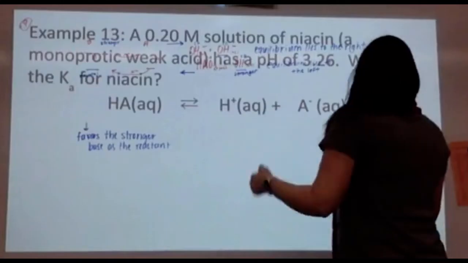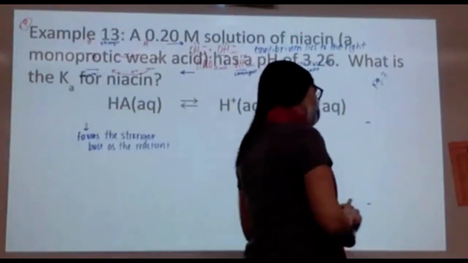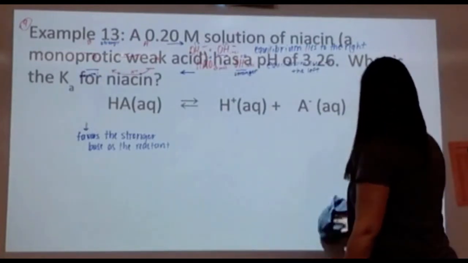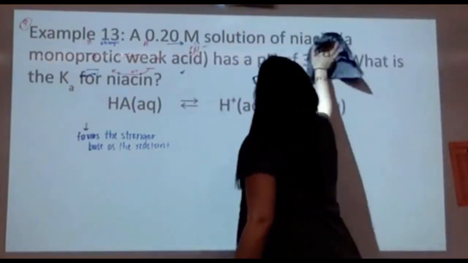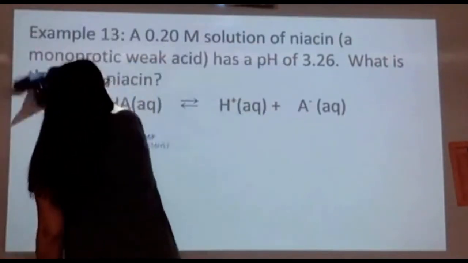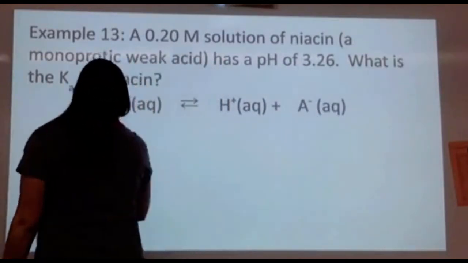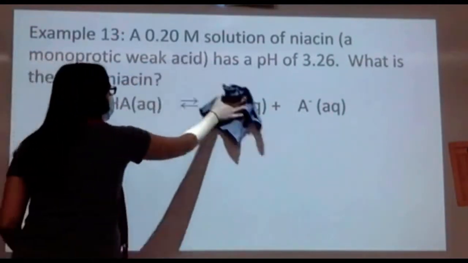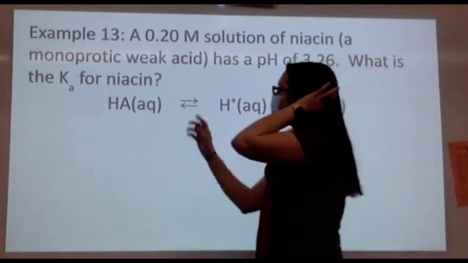So example 13, now we're getting into equilibrium. We're getting into ice tables. So if you didn't like ice tables, sorry, but we're going to keep doing them. Example 13 says a 0.2 molar solution of niacin, and it says it's a monoprotic weak acid. So we don't even need to know what the actual formula of niacin is. That doesn't matter. But it says it's monoprotic.